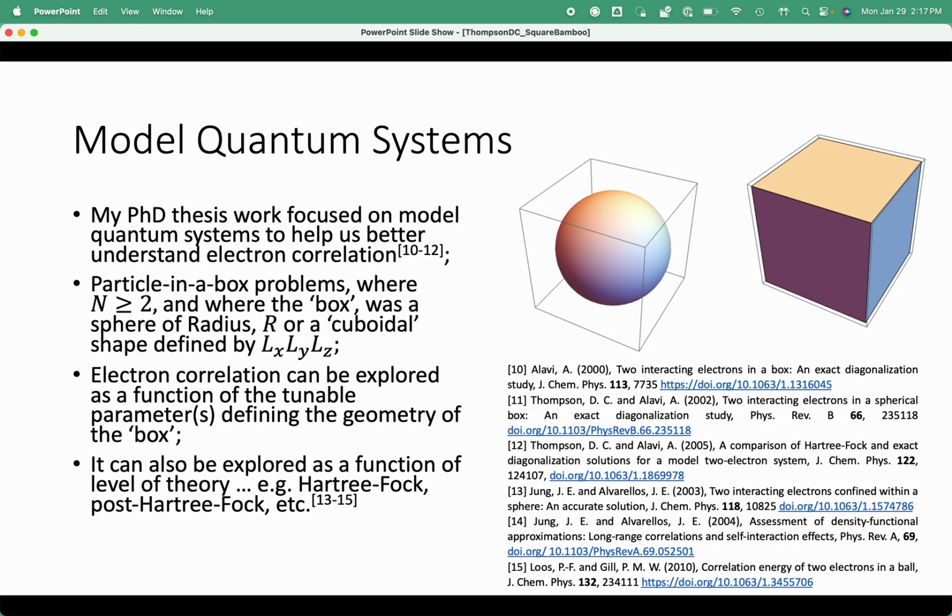During my graduate work, I extended his work to the sphere, and then for more than two electrons at a variety of different levels of theory. While as described, these systems are unphysical, they are interpretable, tractable, and permit the exploration of electron correlation as a function of the tunable parameters defining the confining geometry, and can be explored at different levels of theory. Doing so allows us to systematically explore how different theoretical approaches account for different elements of how the electrons are interacting.